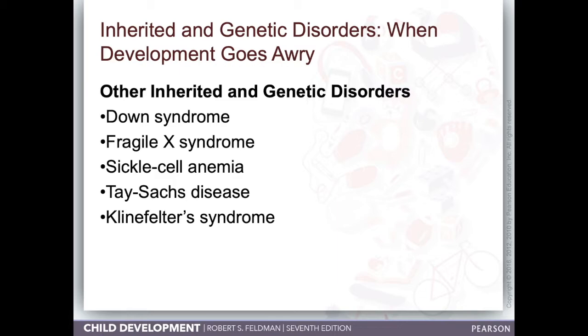These are some other inherited and genetic disorders, which we talked about already: Down syndrome, Fragile X syndrome, sickle cell anemia, Tay-Sachs disease, and Klinefelter syndrome.